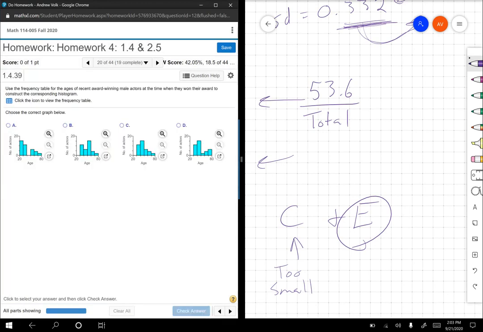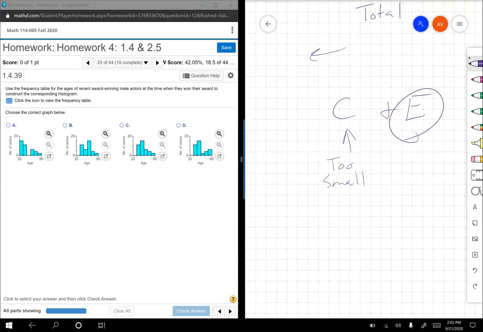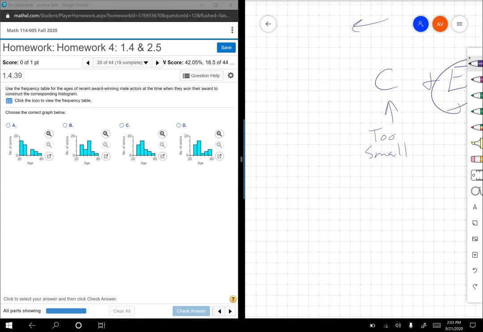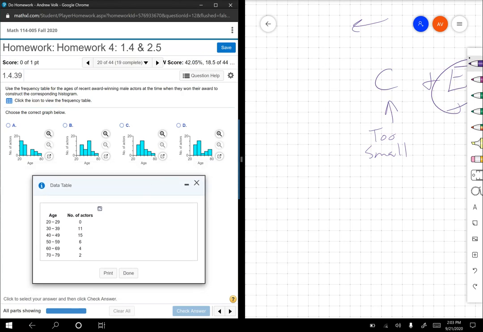Number 20. Number 20 again asks us to make a graph. This one, they all look fine because I haven't looked at the data yet. All right, so we've got this information here. And the number of actors between 20 and 29 is 0. So when I look at that, it's not A because they have actors in 20 to 29. The number of actors, it looks like the biggest section should actually be 40 to 49.